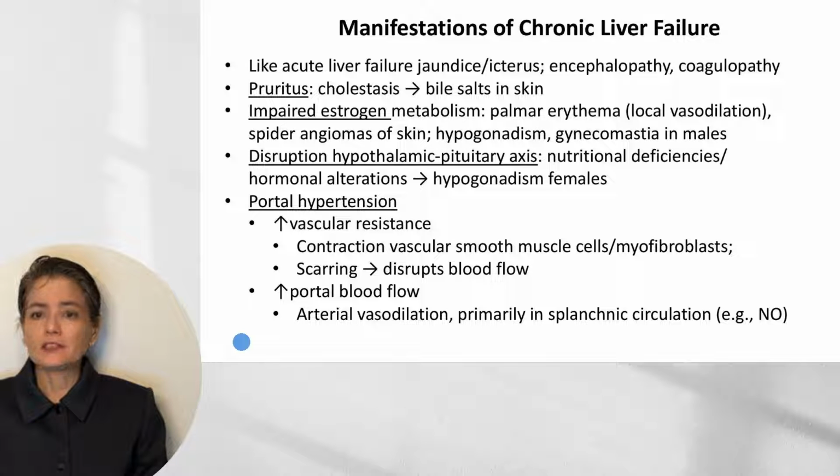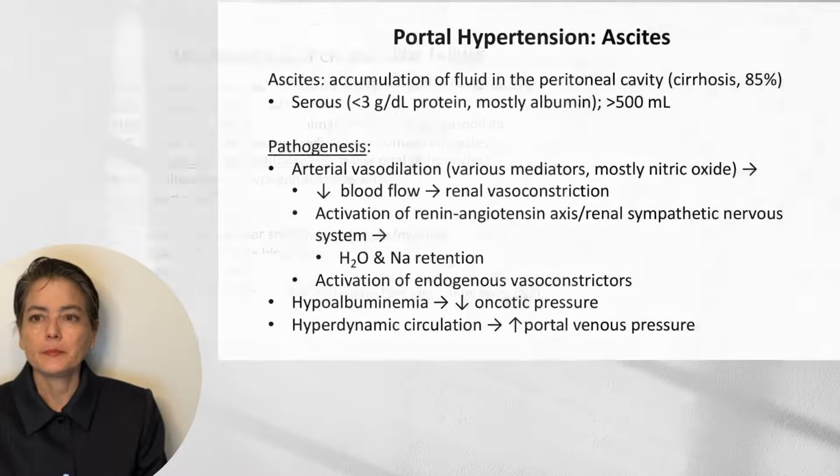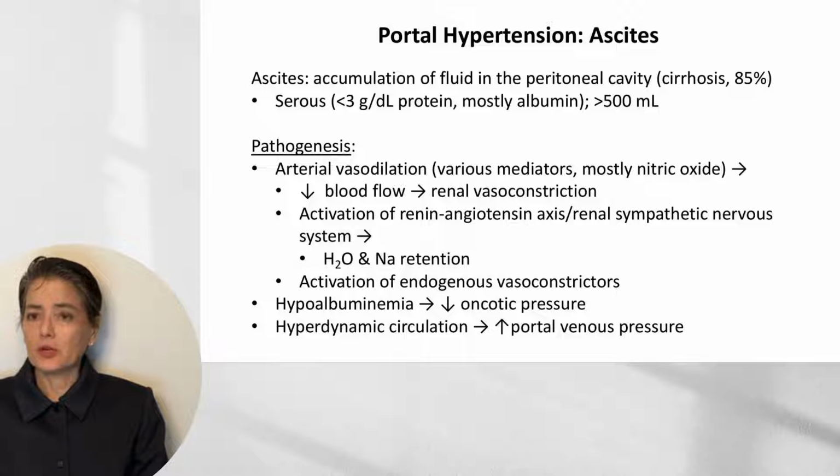Well, we have increased vascular resistance due to the contraction of vascular smooth muscle cells and myofibroblasts in this injured, scarred liver, and the scarring itself will disrupt blood flow. In addition to having increased vascular resistance, we have a second hit, which is that we have increased portal blood flow. And this occurs because in chronic liver failure, we're going to get arterial vasodilation, primarily in the splanchnic circulation. It's thought to be due to nitric oxide, or NO. And this is going to increase blood flow into the liver. So there are some consequences to portal hypertension.